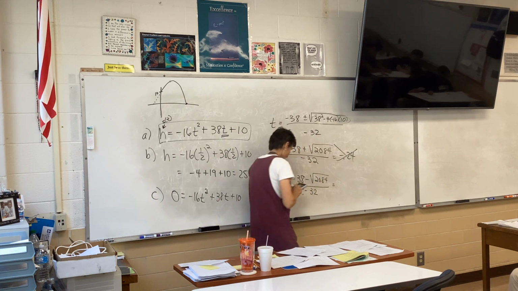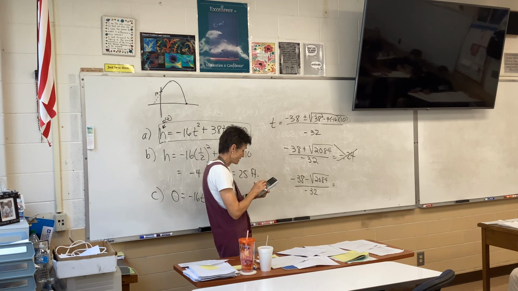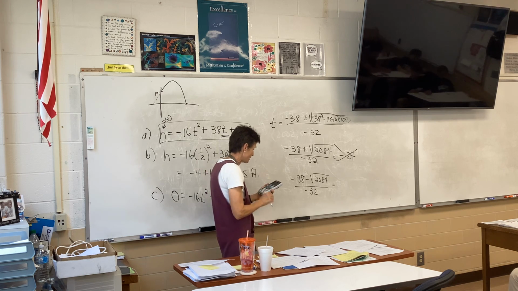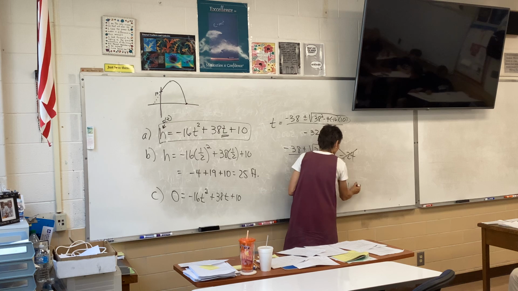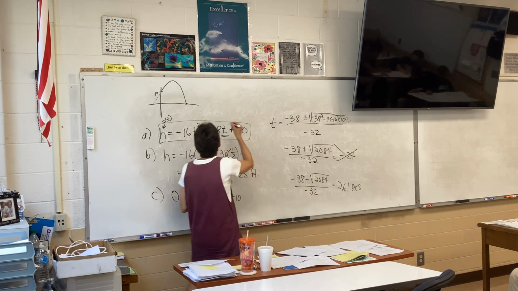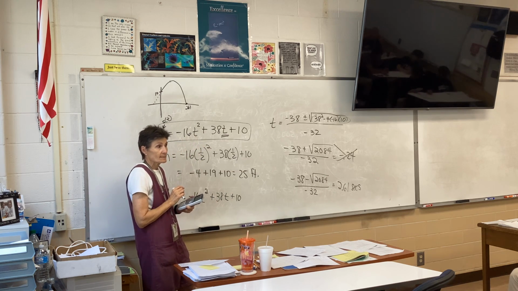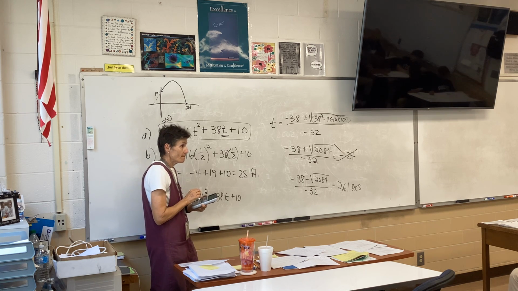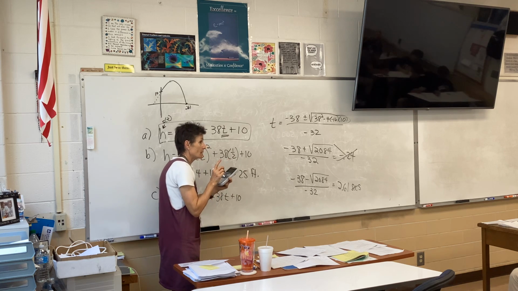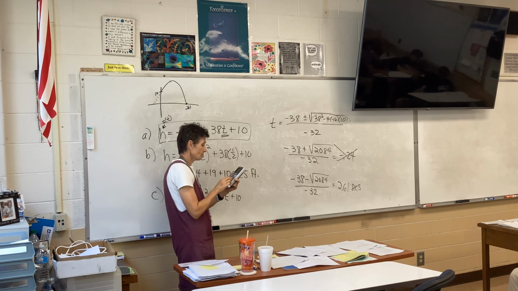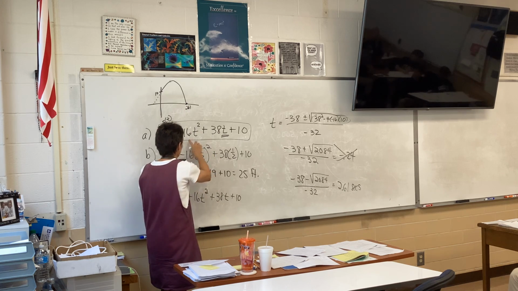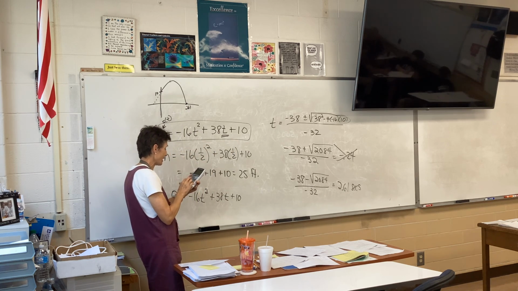All right, this one better work then. Negative 38 minus the square root of 2084 equals, divided by negative 32, 2.61. When is the ball on the ground? 2.61 seconds. Is that okay with everybody? All right, now let's go to our calculator. Let's type in our equation, negative 16x squared plus 38x plus 10.